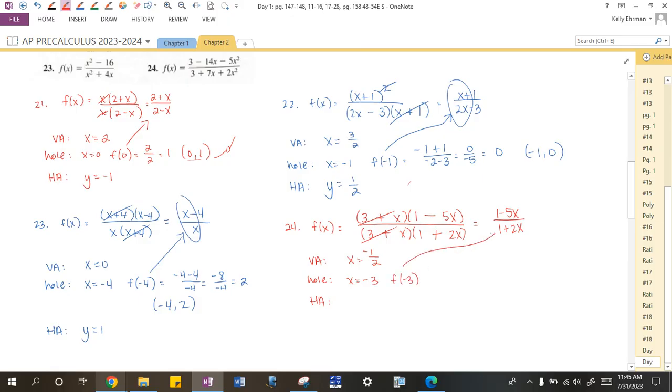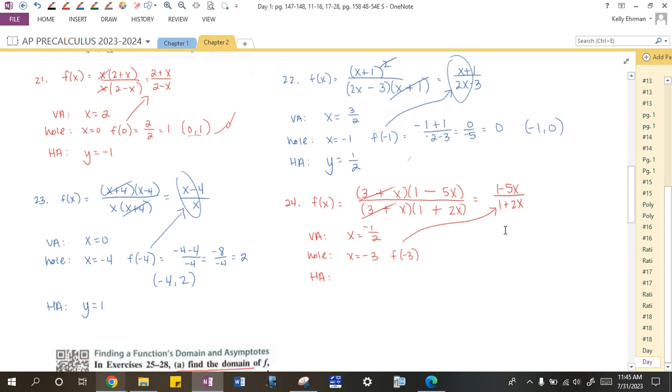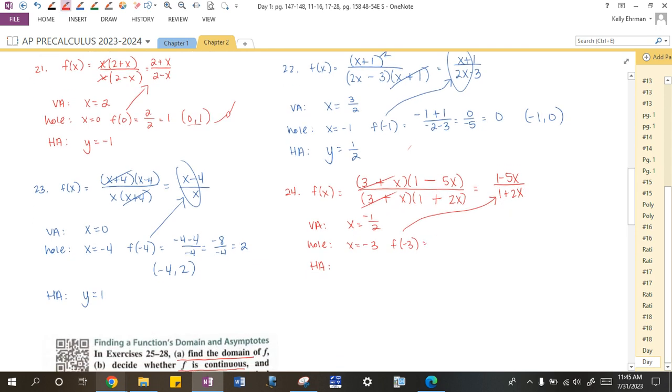And of course, we're plugging -3 into the simplified function. So when you do that, you get 1 plus 15 over 1 minus 6. So 16 over -5. So that hole is at (-3, -16/5). And if I'm plotting it, I'm thinking of that as -3 1/5. And then for the horizontal asymptote, this is a tie again, and when you divide out the leading coefficients, you get -5/2.